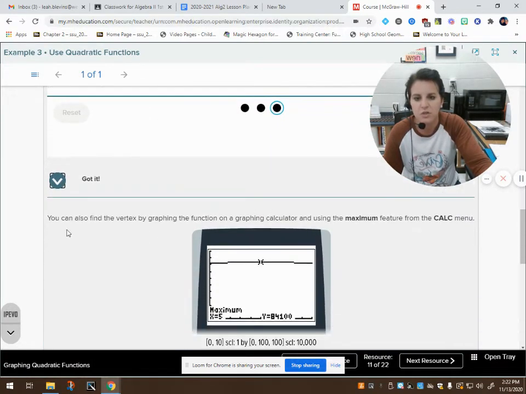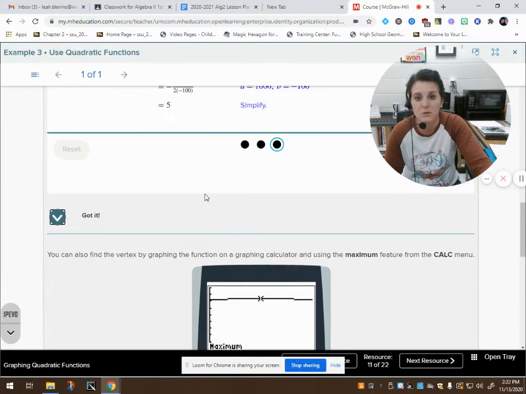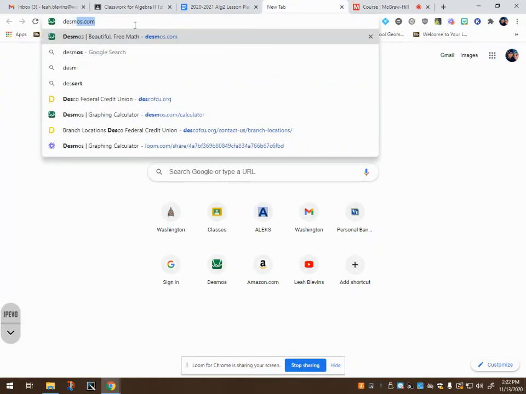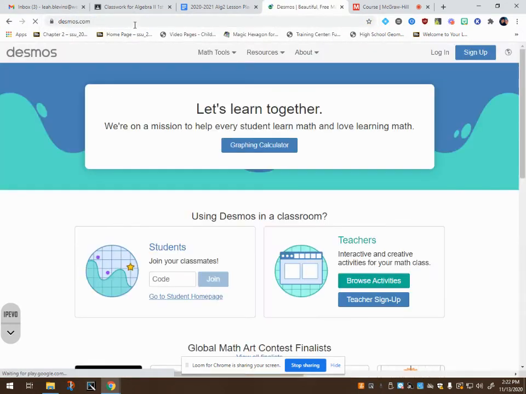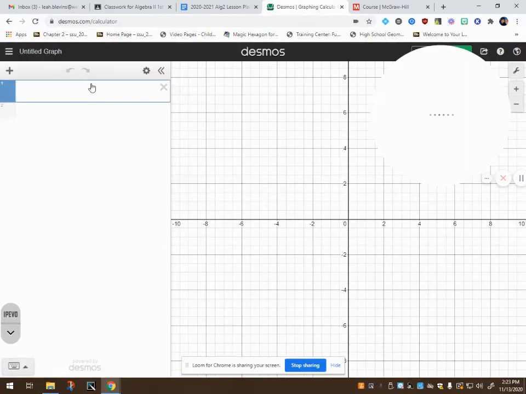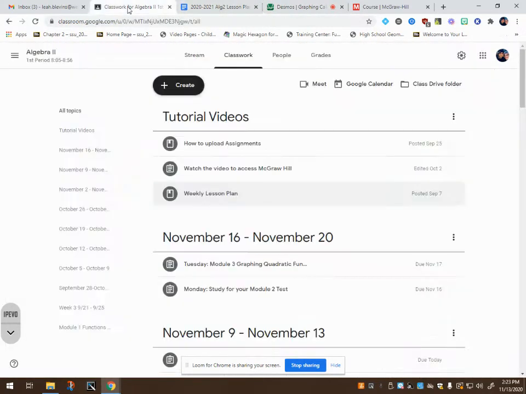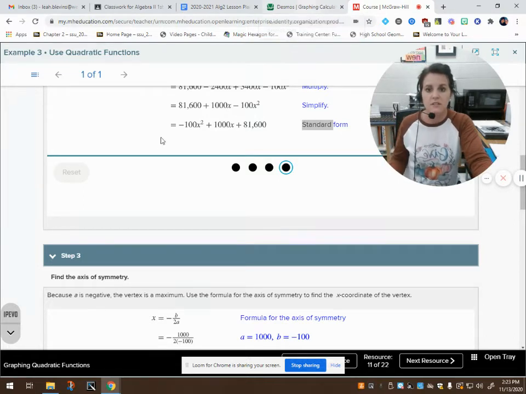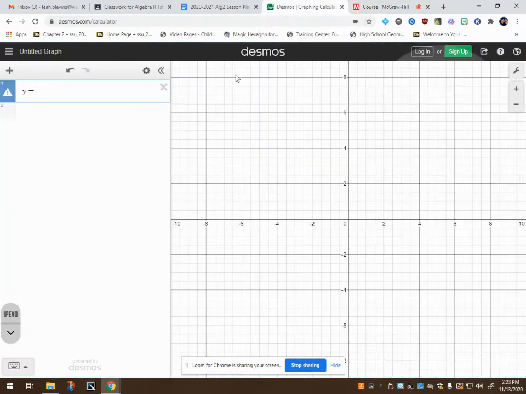Now be careful when you do this. You can find the vertex by using the graphing calculator, or you can go to Desmos and do it. Just be careful when you type it into Desmos that you type it in exactly the way that it was written. We had y equals. I always recommend doing this on Desmos if you're allowed, because then you can make sure that you have the correct answer. I would do it algebraically, but then I would double check myself if I had the opportunity using Desmos.